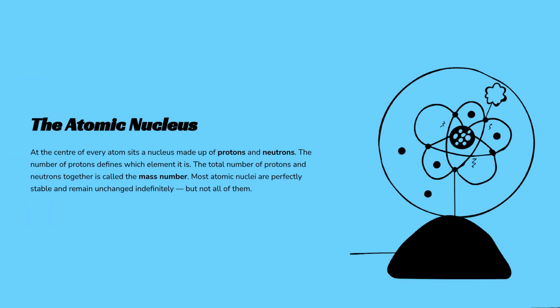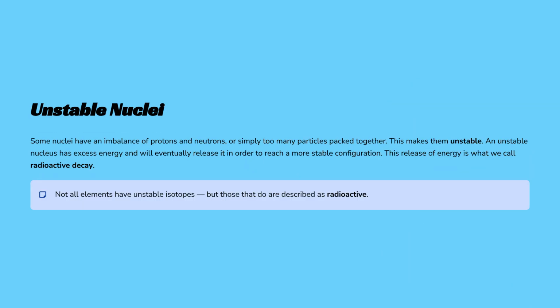At the heart of every atom is a nucleus, which is composed of protons and neutrons. The number of protons determines the element, and the total count of both defines the mass number. While most nuclei are stable, some are not. When a nucleus has an imbalance of protons and neutrons, or is simply overcrowded, it becomes unstable. To reach a more stable state, the nucleus releases excess energy. This process is called radioactive decay, and atoms that do this are known as radioactive.